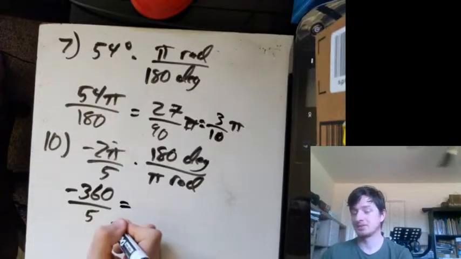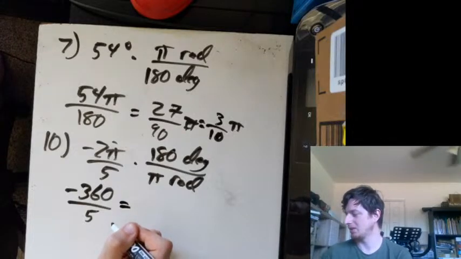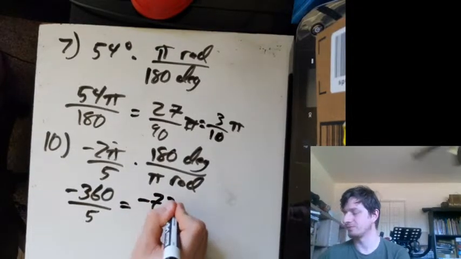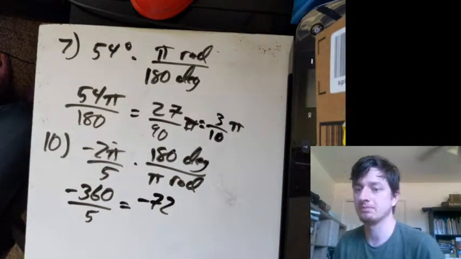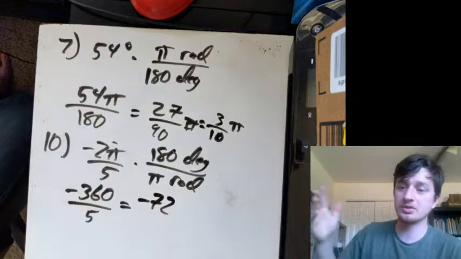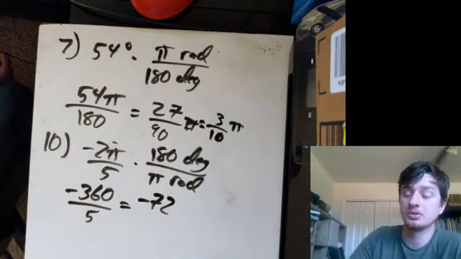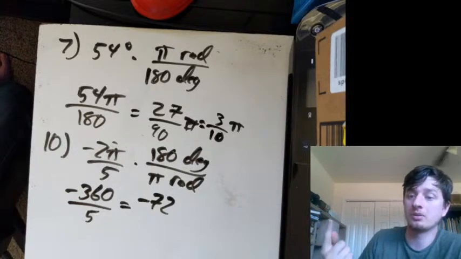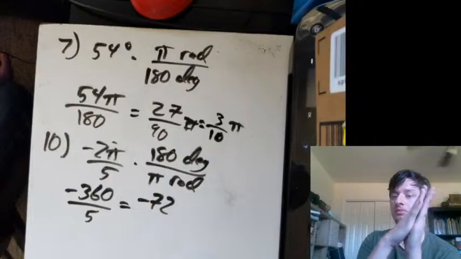So then this, we simplify. 72, I want to say? Yeah, so negative 72. Okay. That's it. Radians are just another way to talk about degrees. It's the distance around the circle. How far are we walking around the circle? Instead of like, how big is this?